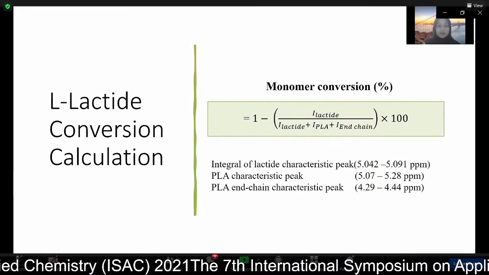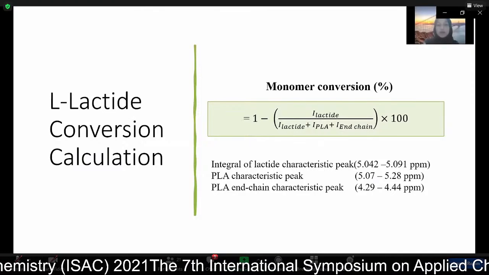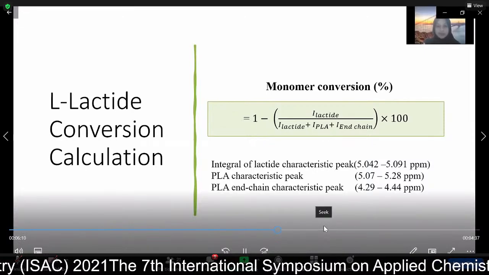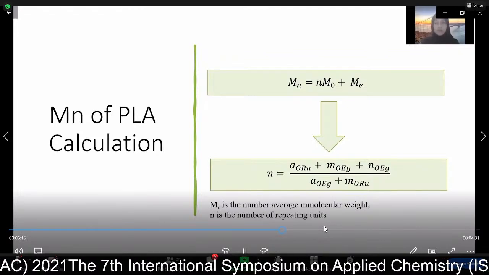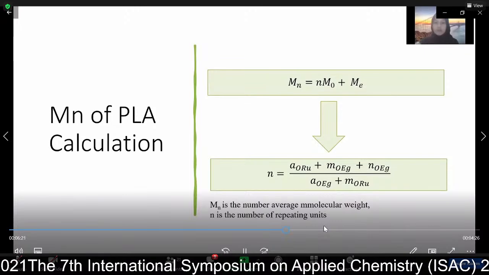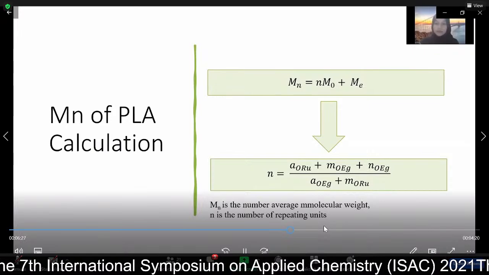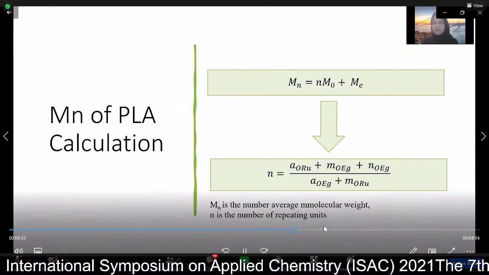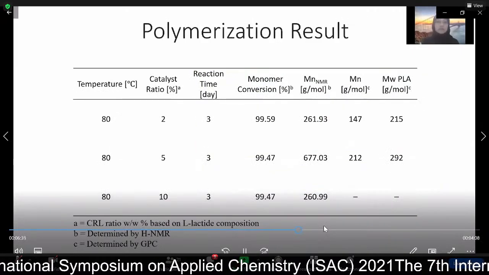From the NMR spectra result, the data can be used for lactate conversion using this formula on the right side, where the integrals of lactate, PLA, and PLA chain have been mentioned in the previous slide. Not only to calculate lactate conversion, the data from NMR can also calculate the number average molecular weight. This formula is shown on the right side, where the symbol Mn represents the number average molecular weight, and the symbol N itself represents the number of repeating units. All this data can be found from the NMR data results.